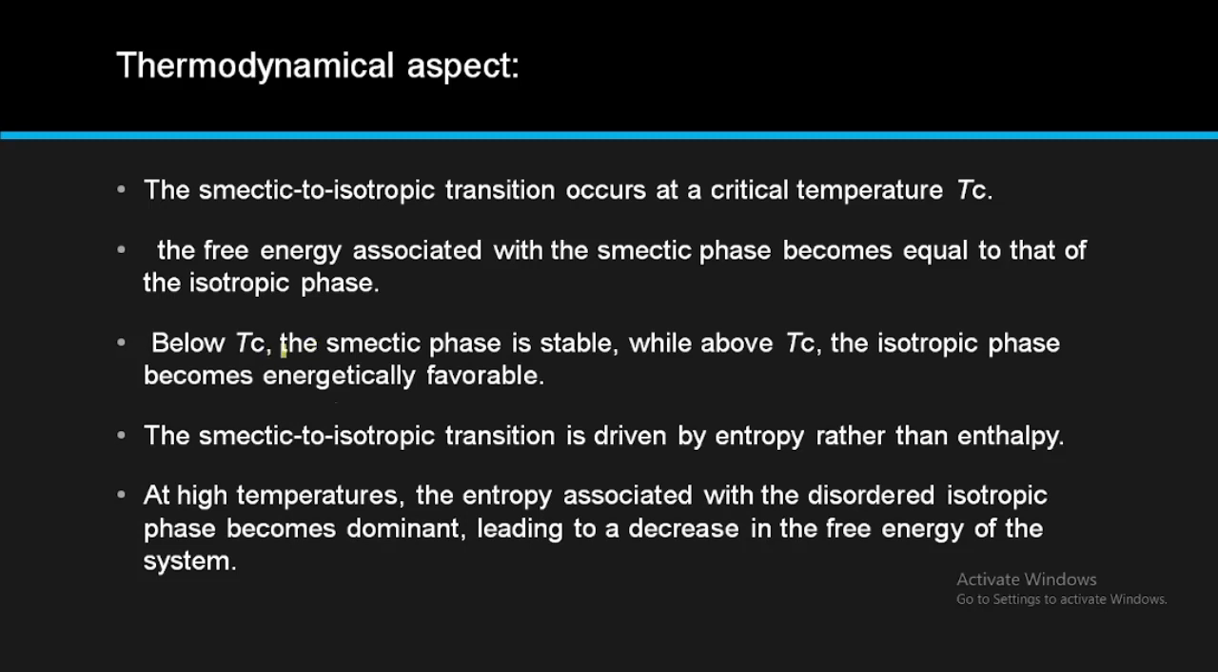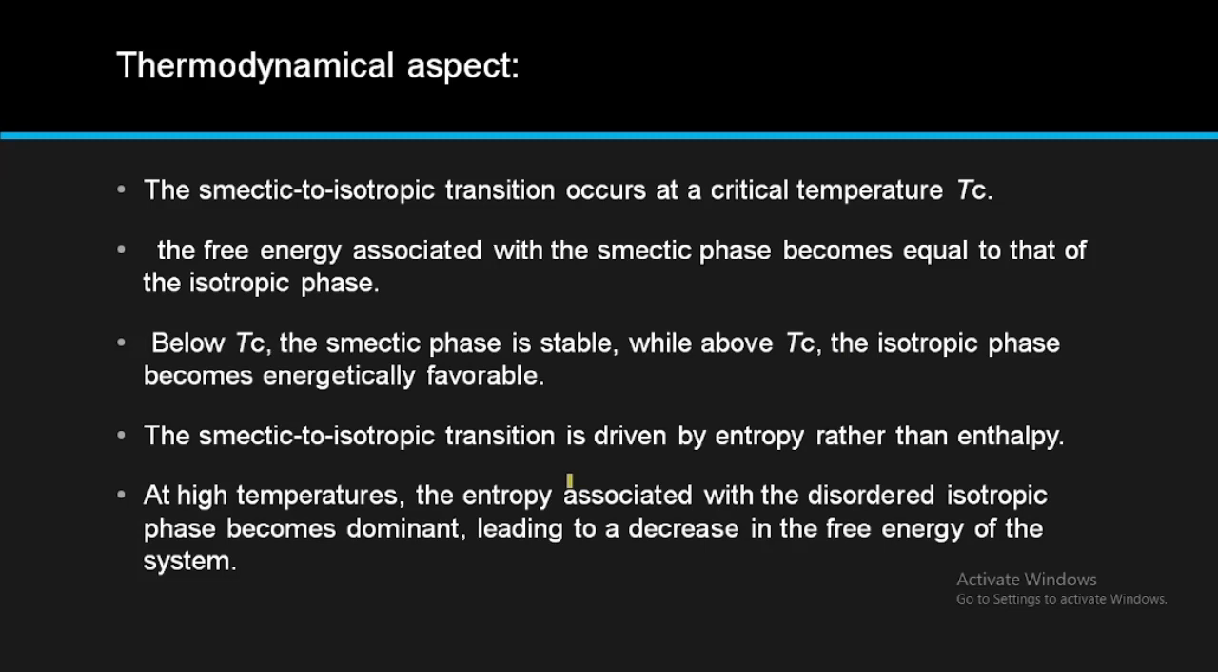Below the critical temperature, the smectic phase is stable, in the sense that if I reduce the temperature below Tc, my critical temperature, it can maintain the smectic phase. At a higher temperature than the critical temperature, the isotropic phase becomes energetically favorable, in the sense it has a tendency to go towards the isotropic phase. And the smectic to isotropic transition is driven by entropy rather than enthalpy.